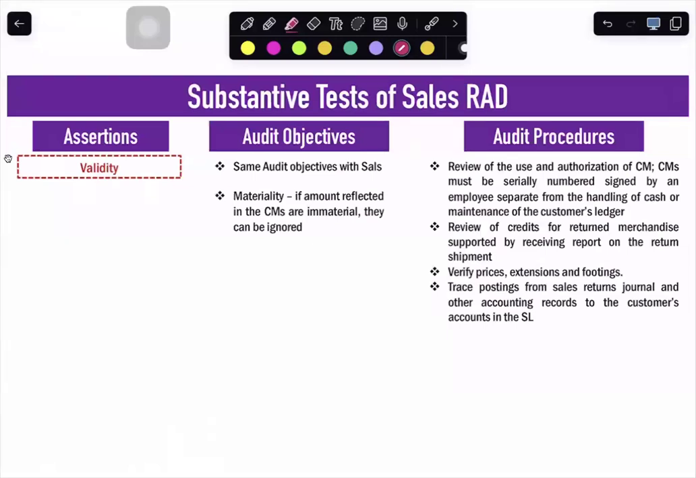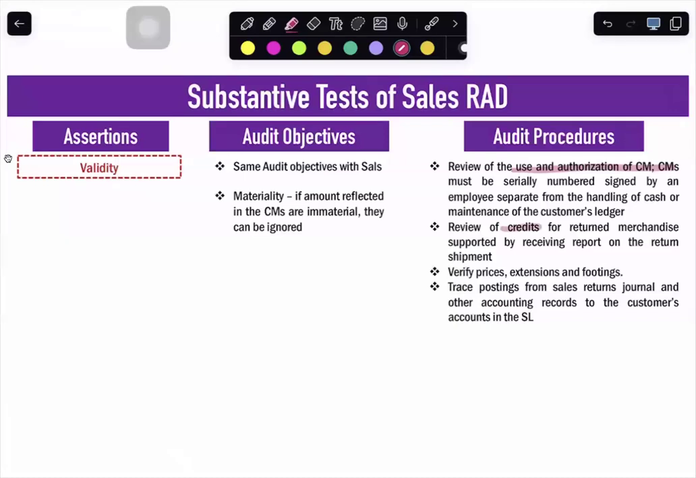So what are your audit procedures? First, review the use and authorization of your credit memos. The credit memos must be serially numbered, and signed by an employee separate from the handling of cash or maintenance of the customer's ledger. If you still remember, for a credit memo, the approval is within your sales department.